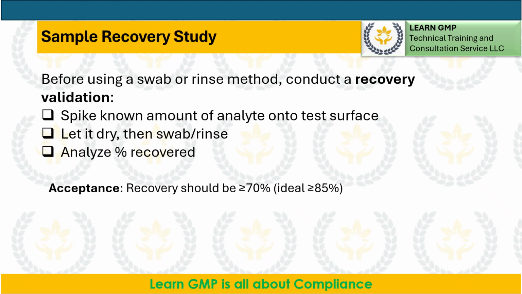Sample recovery study. Before using a swab or rinse method, conduct a recovery validation. Spike a known amount of analyte onto the test surface. Let it dry, then swab or rinse. Analyze percent recovered. Acceptance: recovery should be greater than or equal to 70%. Ideal is greater than or equal to 85%.